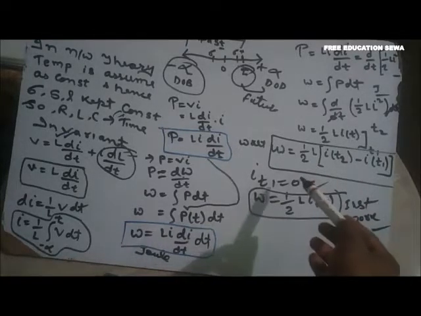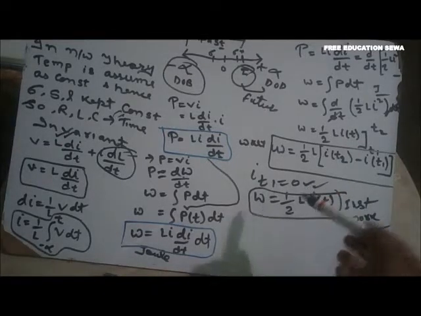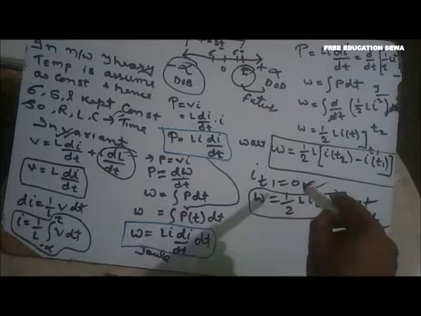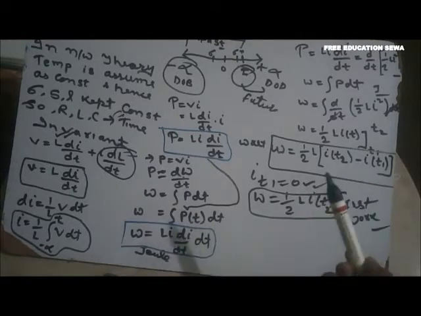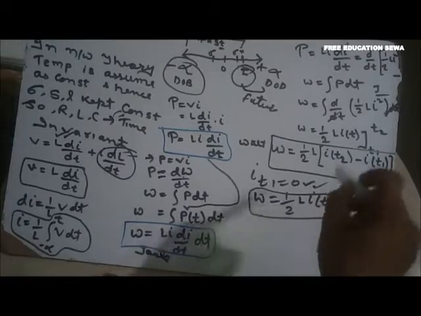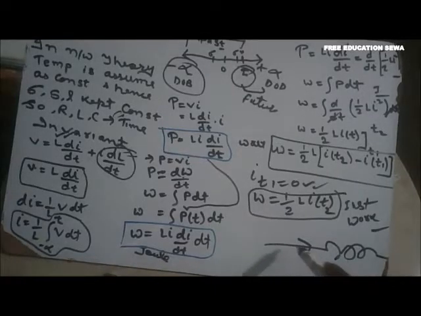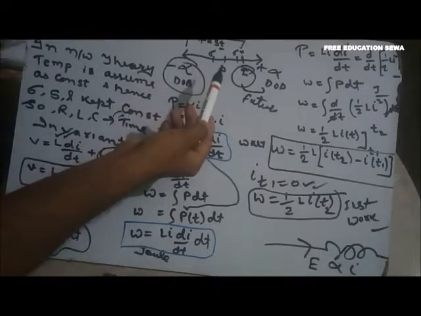That means energy stored in an inductor at any instant will depend on the current flowing through the inductor at that instant. Meaning, the energy that will be stored in the inductor at any instant depends upon the current flowing through that inductor at that instant. This is the total energy stored by the inductor, and that is nothing but the total energy stored by an inductor from minus infinity to the present time t.